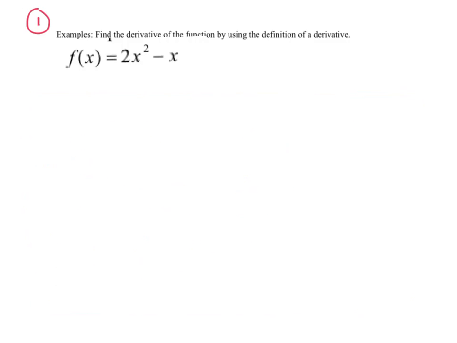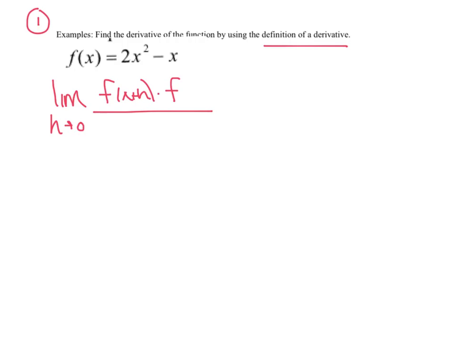All right, example 1. Find the derivative of the function by using the definition of the derivative. Now, we're not going to use any of those shortcuts yet. We're just going to pretend that we don't know any of them, and we're going to go about this the very long and tedious way, using the definition of the derivative. So I'm going to start with the limit as h approaches 0. That's never changing. We always want that h value to get near 0. I'm just going to write my rule out. f of x plus h minus f of x all over h.